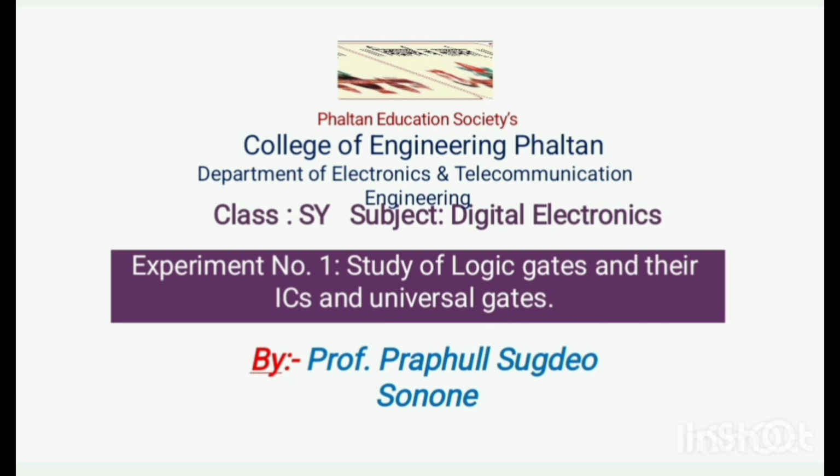Now I am going to demonstrate digital electronics experiment number 1. The aim of experiment number 1 is the study of logic gates and their ICs and universal gates. The objective of this practical is to understand the function, symbol, Boolean expression, IC value and pin diagram of each gate.